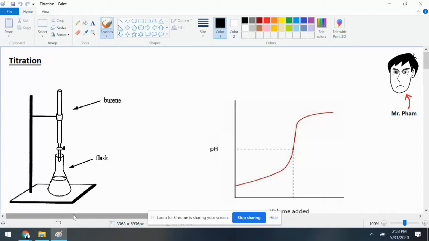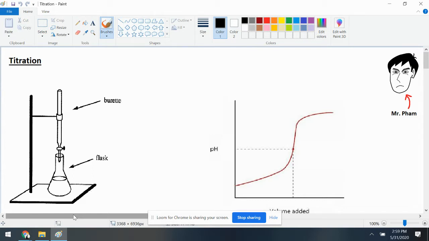Okay, welcome back, everybody. Looks like this is going to be our last lesson or recorded video for chemistry for my class, and we're just going to end it off with titration. What is titration, and how is this related to what we learned from last week, which is on acid-base properties and reactions?